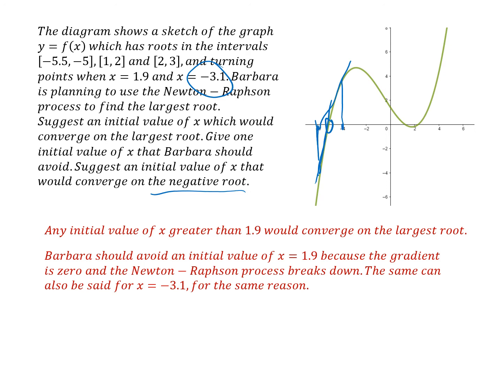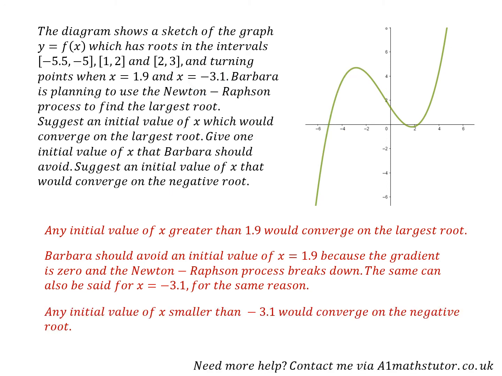In fact, any value of x which is to the left of the turning point here would converge on the negative root. So any initial value of x smaller than -3.1, which is where the negative turning point is, would converge on the negative root. So there we are, good old Newton Raphson.